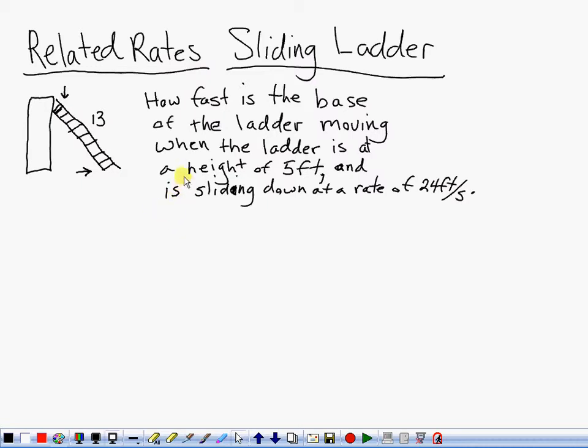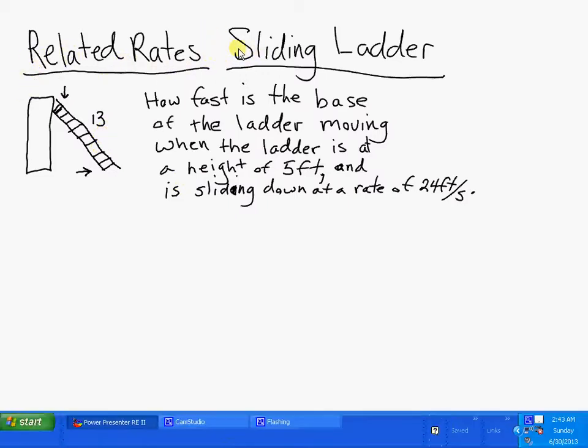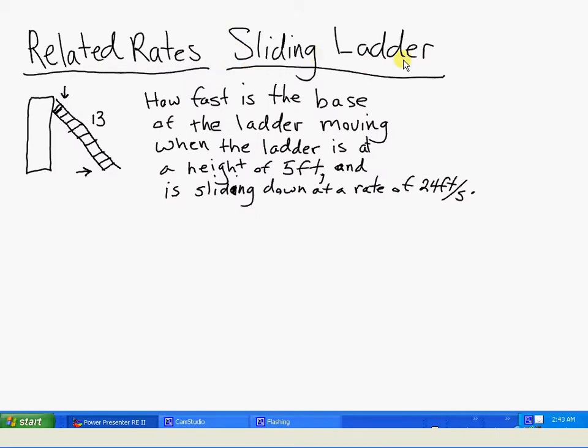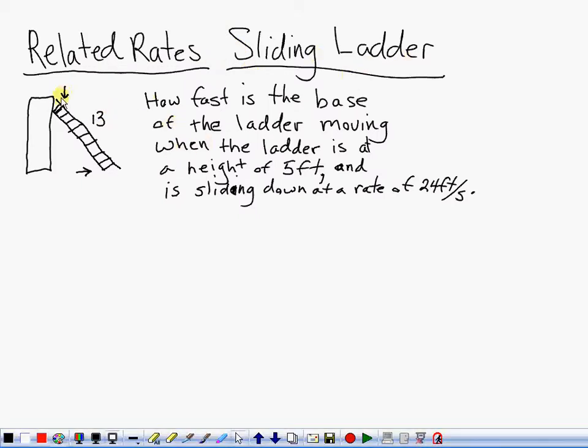And the lesson that you're going to be receiving is dealing with related rates. This is a famous problem. It is the sliding ladder problem. The top of the ladder will be sliding down, and the bottom of the ladder will be sliding out. So the rate of the top of the ladder sliding down is related to the rate at which the bottom of the ladder slides out.